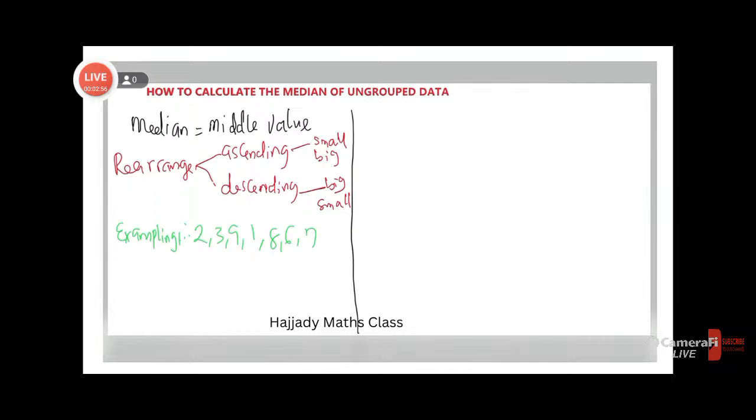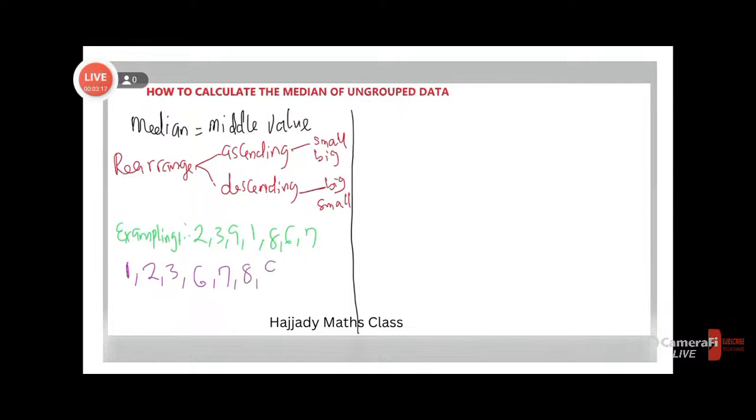And from here, the smallest value we have is 1, right? So we are writing 1, followed by 2. Then we have 3. There's no 4. Then we move to 6. We move to 7. We move to 8. Then lastly, we have 9.